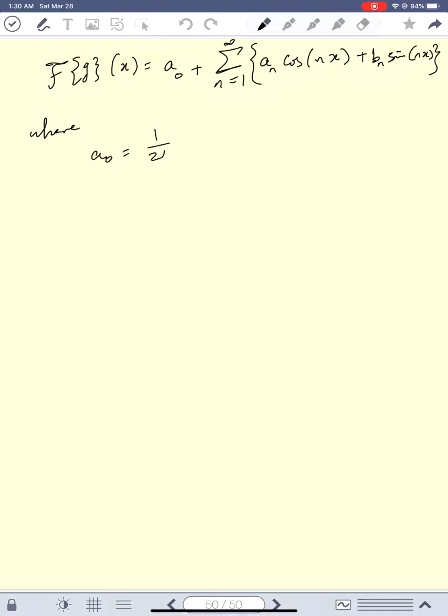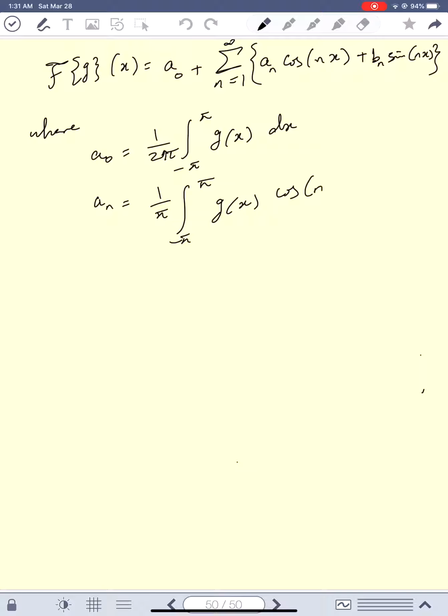A naught is 1 over 2 pi, yes, because now we're dealing with g. It's the integral from negative pi to pi, g of x times, just g of x. Of course, you can say times cosine 0x, but we never write that. Then what's the an? It's 1 over pi, integral minus pi to pi, g of x cosine an x, and the bn is 1 over pi, integral minus pi to pi, g of x sine an x. We know all of this, right?